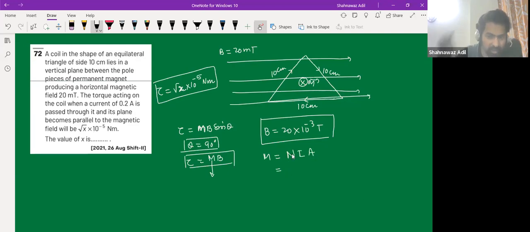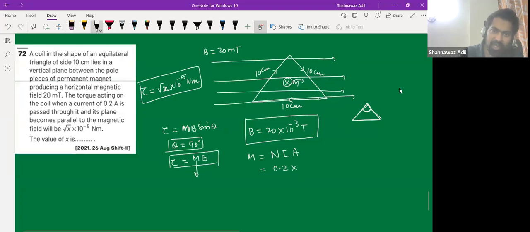N, there is only one turn. I is how much? I is 0.2 ampere, and the area is that of the equilateral triangle. So what is the area of an equilateral triangle? What is the area? Yes, half base into height. But height we don't know.